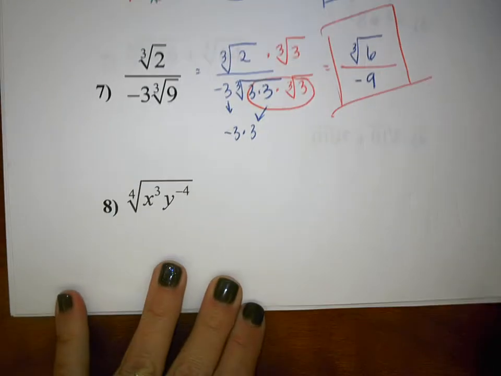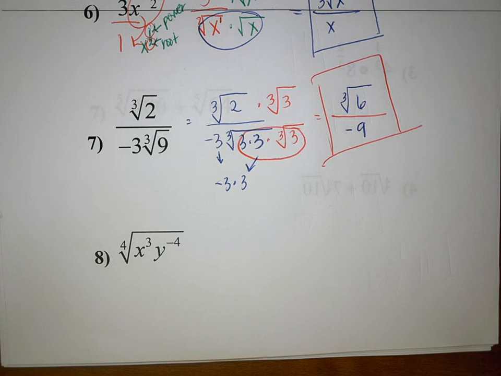Moving on. Oh, no, you can. You just can't have a negative exponent. Negatives are okay. Negative exponents are not. You just can't have a root in the denominator. You can have a fraction. Okay, example 8.